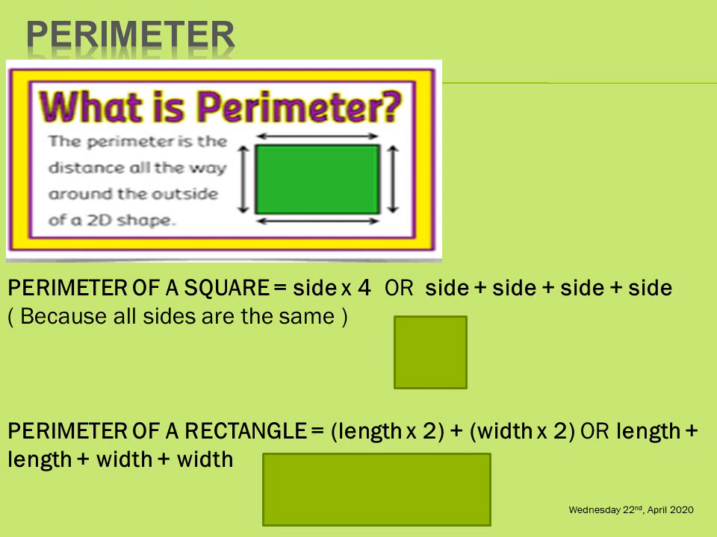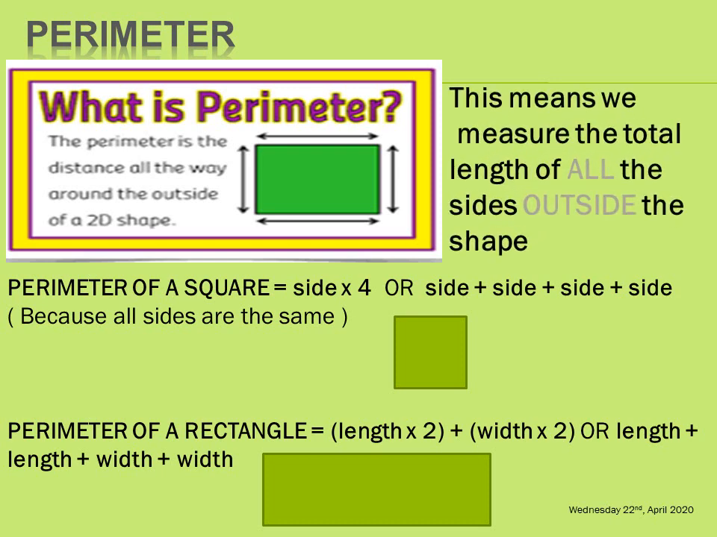Let's now go to perimeter. We are still looking at length. What is perimeter? I said to you then that perimeter is to measure all the sides outside a 2D shape. You measure all the total distance around the shape. And we looked at the perimeter of a square. We said the perimeter of a square is side times 4, or side plus side plus side plus side. Why? Because all the sides of a square are the same.